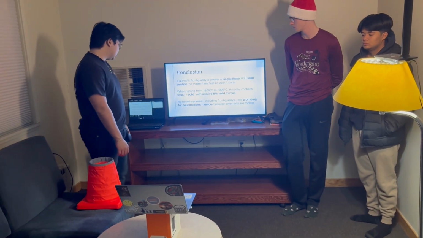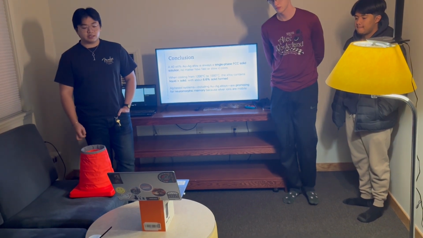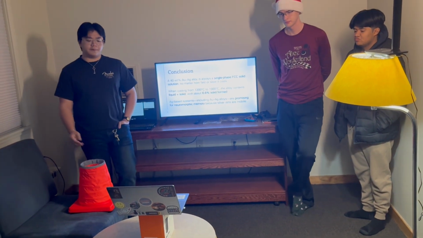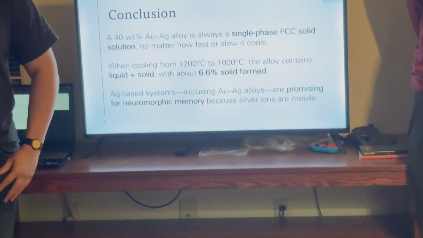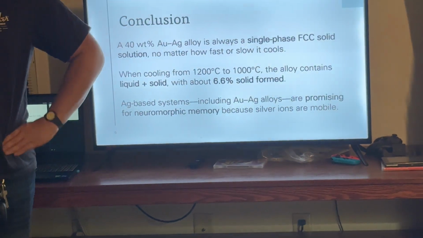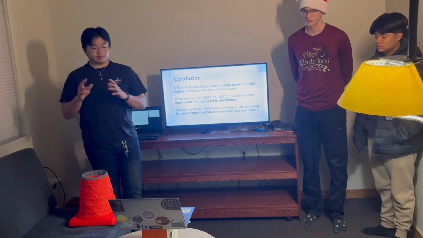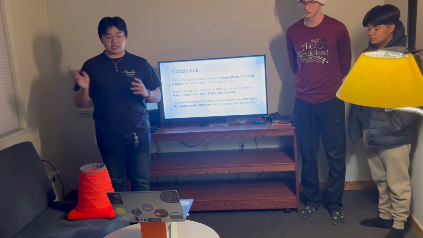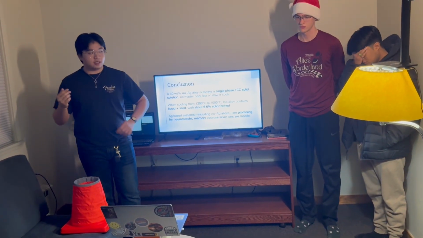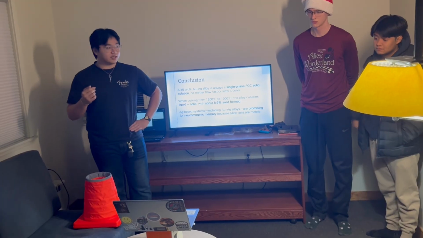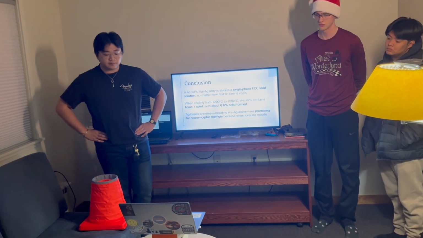Now, just to summarize with a little conclusion, a 40% gold and silver alloy is always going to be a single phase FCC solid solution, no matter how fast or slow it cools. And when the cooling changes from 1,200 degrees Celsius to 1,000 degrees Celsius, the alloy contains liquids and solids with about 6.6% solids formed.